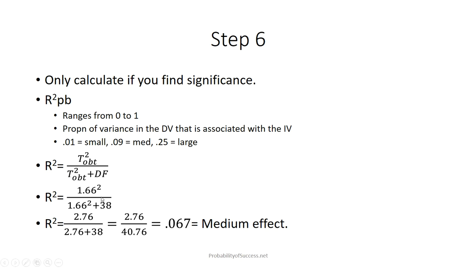The way we calculate an R-squared is we take the t-squared obtained value. So we just take the t value that we obtained and square it, over t squared obtained plus degrees of freedom. So let's just punch those numbers in. We end up with 1.66 squared over 1.66 squared plus 38. 1.66 squared is 2.76, so 2.76 over 2.76 plus 38 gives us 2.76 divided by 40.76, which gives us 0.067, which is roughly a medium effect.